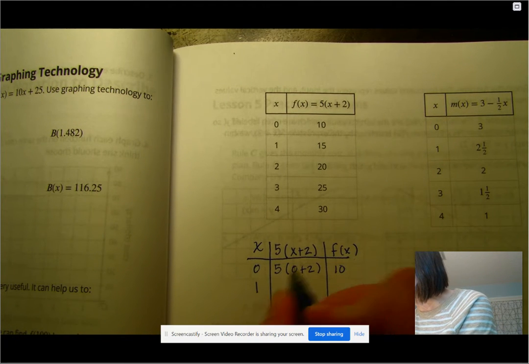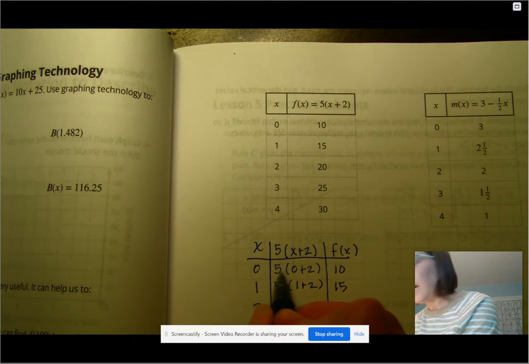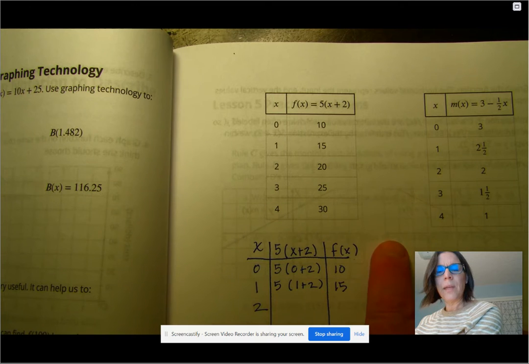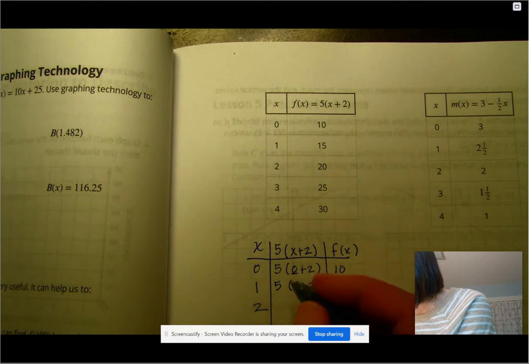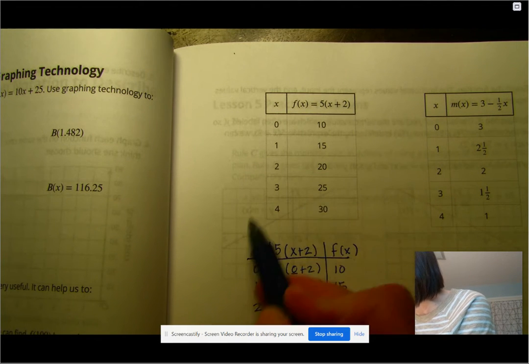We plug a 1 in. It is taking 5 times the sum of 1 plus 2. So 5 times 3 is 15. So oftentimes we hide this process column, or we don't show it, right? We just have like a T-chart. So that third column really is helpful sometimes in either figuring out the rule or trying to figure out where did this come from, or seeing the pattern.